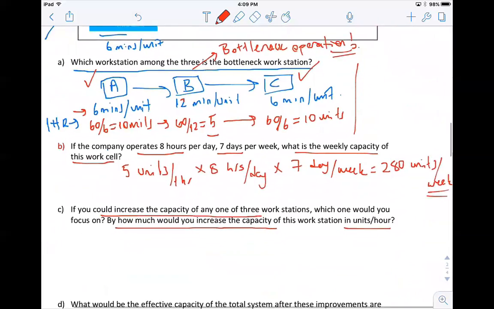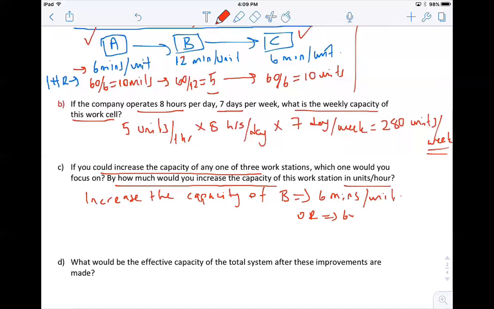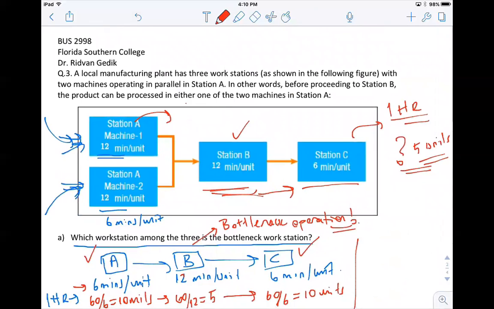The correct answer would be increasing the capacity of B to 6 minutes per unit, right? Or this is equivalent to 60 divided by 6, 10 units per hour. And in this way, we would align the entire system, so all of our workstations will be operating at the same pace. Okay.